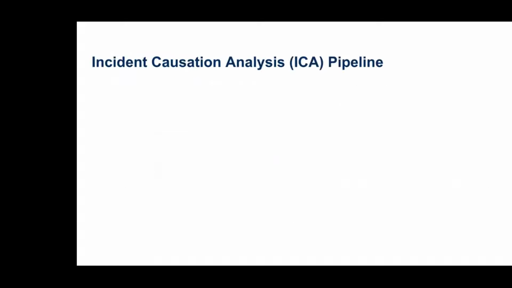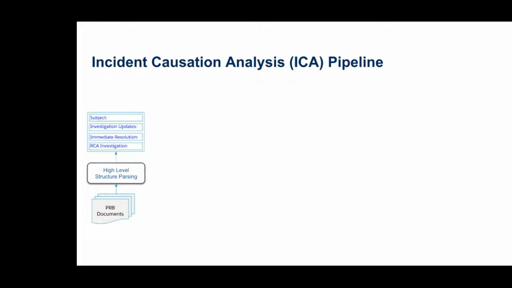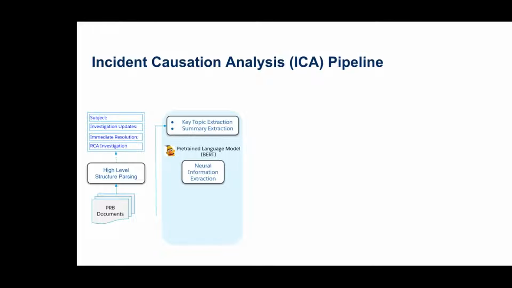The incident causation analysis pipeline goes like this. We start with the unstructured PRB documents. We do very high-level structure parsing, which gives the subject, the investigation details, and then the RCA details in terms of what was the immediate resolution and root cause. And then we have a neural information extraction module based on pre-trained language models like BERT and others. It does various things: key topic extraction, summary extraction, and symptom and root cause resolution extraction.